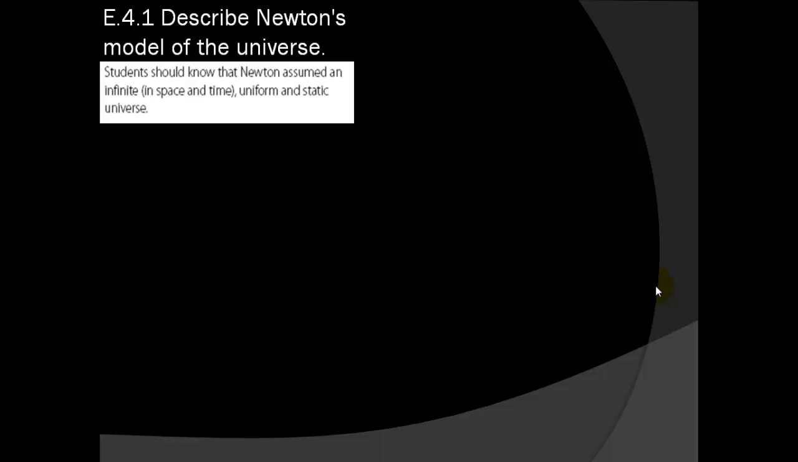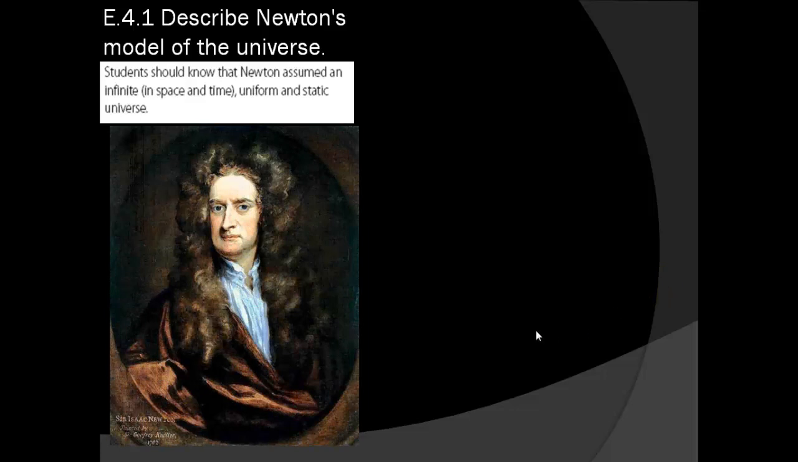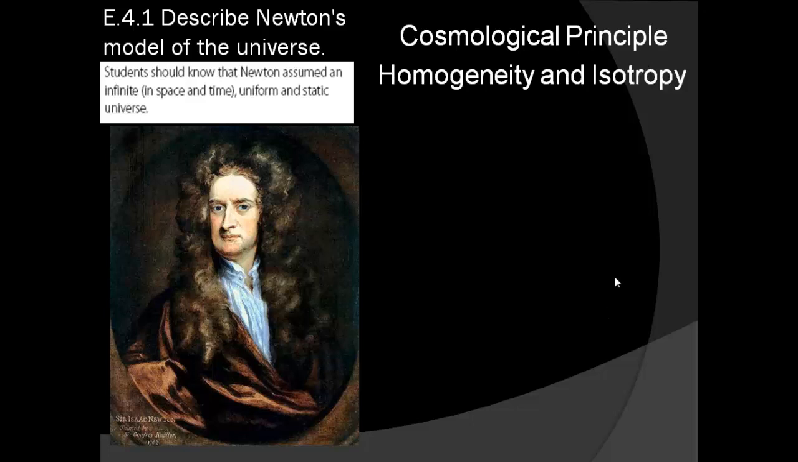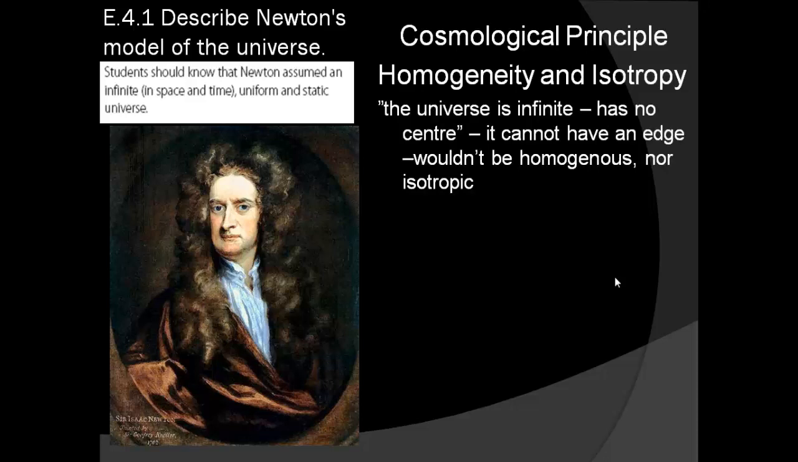Infinite, uniform, static. Here's Newton. So this was called the perfect cosmological principle, which is homogeneity and isotropy. So first of all, he believed that the universe is infinite. It has no center. It was the same in all directions. It has no edge. In other words, if it had an edge, it wouldn't be uniform. And it's isotropic, which means in all directions it looks pretty much the same. This is his idea.